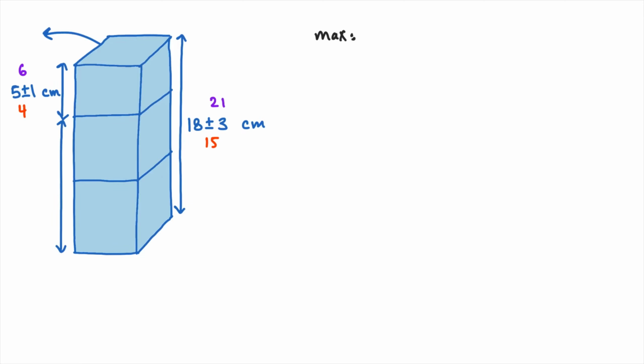After processing this, Robo said, well, the maximum possible value would be the maximum total height, which is 21, minus the minimum height of the block removed, which is 4. This would give us 17 centimeters for the max. To find the minimum total, we would use the minimum total height of 15 minus the maximum block height of 6 to get 9 centimeters.